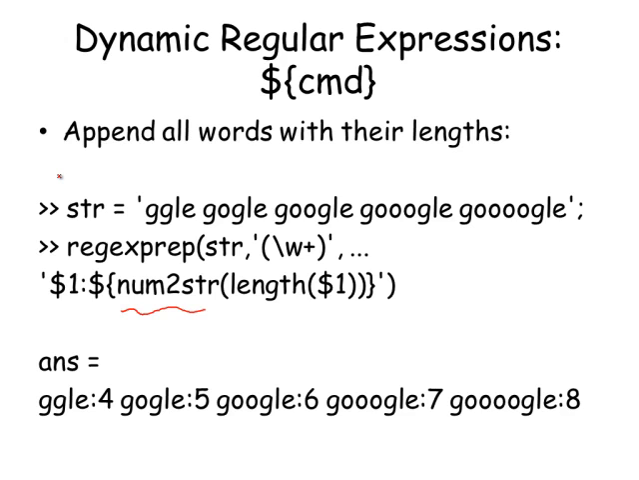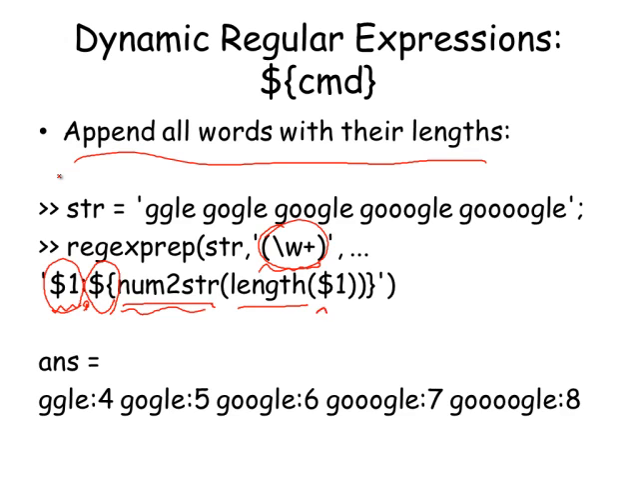So in this case, what I'm doing is append all words with their lengths. So it will capture all the words in the sentence. I'm capturing one or more word characters. Basically, I'm capturing all the words in the sentence. And $1 will be the first captured group. So it'll be itself, followed by a colon sign, followed by dollar curly bracket, which has a special meaning. It says execute what's inside as a MATLAB code. So it will do num2str, which converts numbers to strings, and then the length of $1. So it'll take the word that you have captured, find its length, convert the length, which is a number, to a string, and put it after the colon sign.